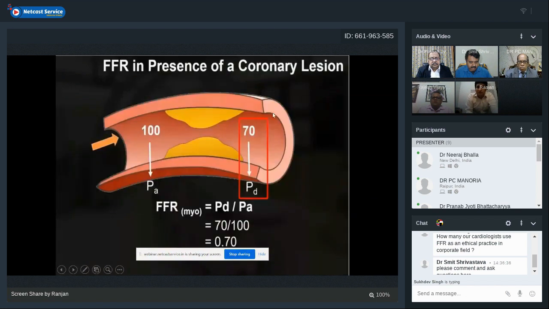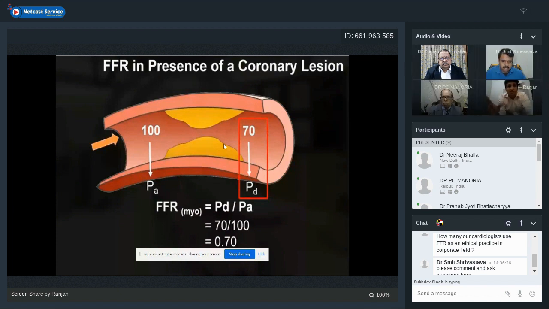So in the presence of a significant coronary lesion, the distal pressure drops, and this could drop at baseline, but FFR is also measured during maximal hyperemia. So we need to produce a maximal hyperemia to be very sure that the lesion is significant or it is not significant. But otherwise, the math of FFR as far as a single lesion is concerned is pretty simple.